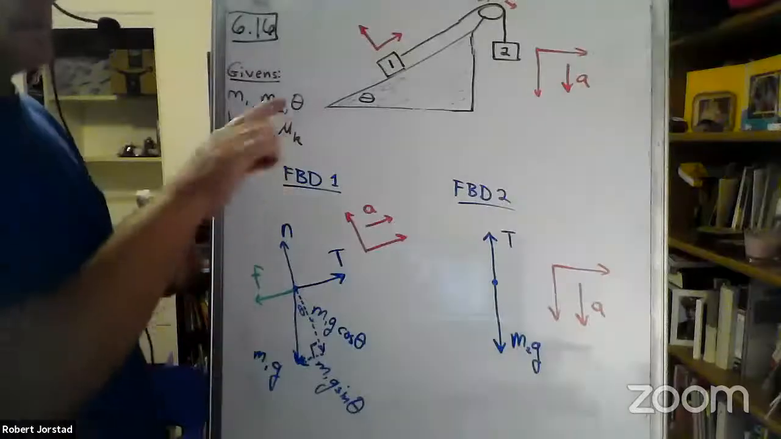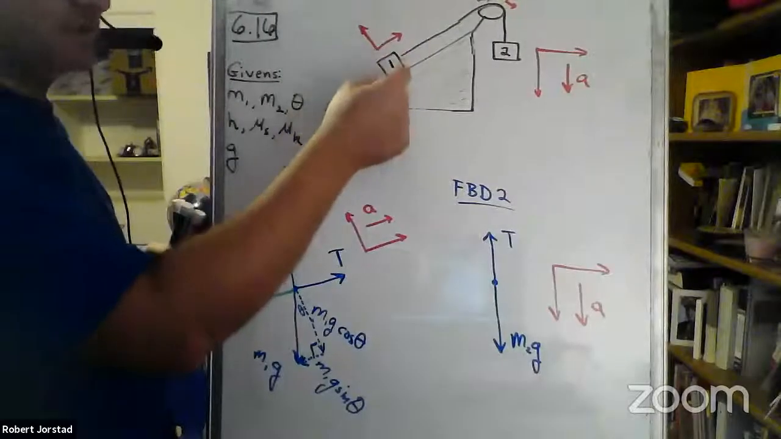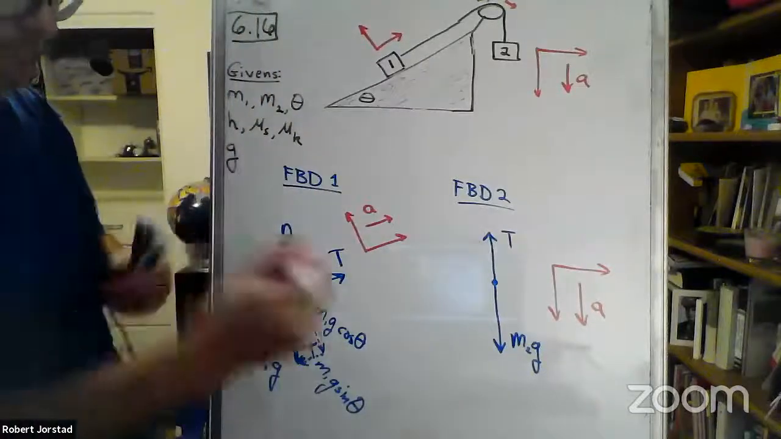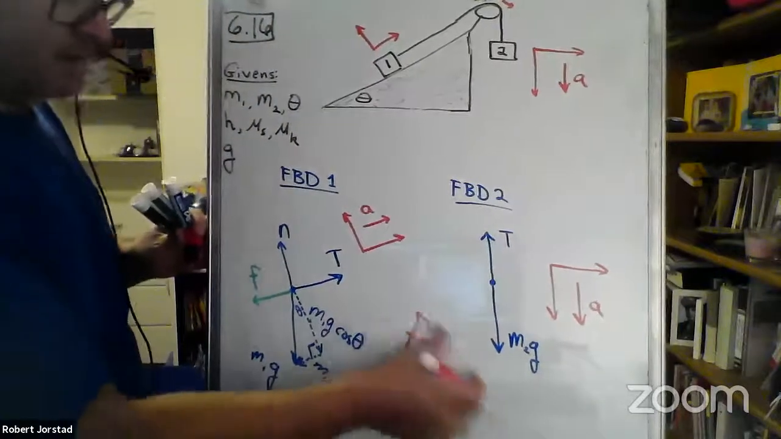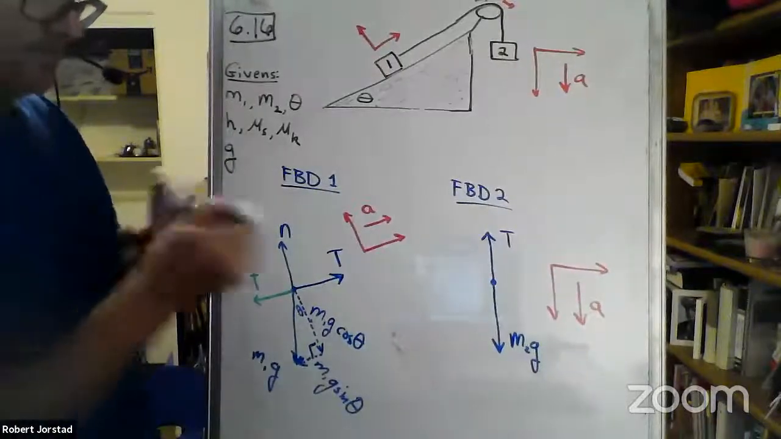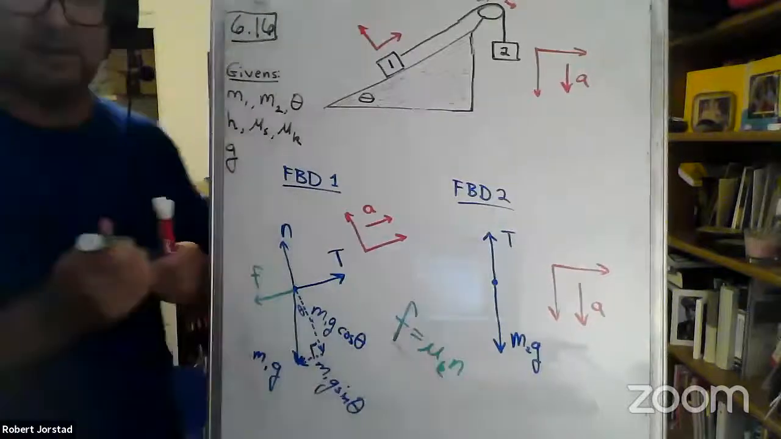Because 2 is already accelerating towards the Earth. Exactly. So is one sliding relative to the surface? Yes. So as long as one is actually moving relative to what it's sitting on, mu kinetic applies. So we could use friction equals mu kinetic times the normal force.